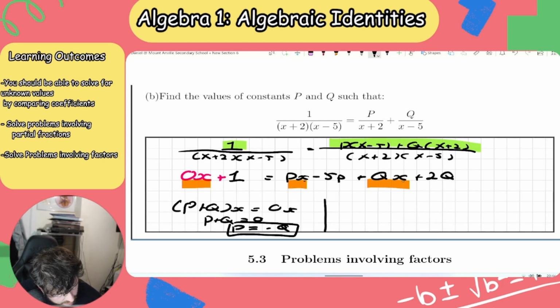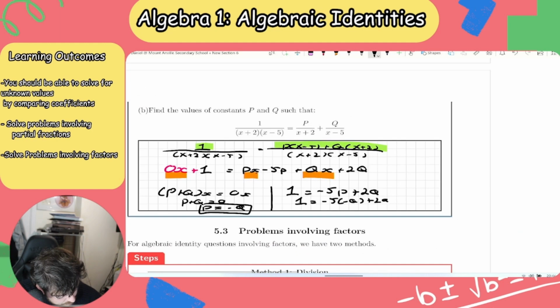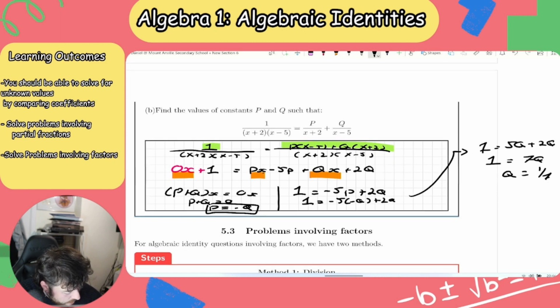Now I'm going to sub it in. Not sub it in yet. I'm going to have 1 is equal to minus 5p plus 2q. Therefore, I have 1 has to equal, p is equal to minus q, so minus 5 times minus q plus 2q. And then that is going to break down to 1 is equal to 5q plus 2q. 1 is equal to 7q. q then has to equal 1 over 7. And if q equals 1 over 7, p is equal to minus q. So therefore, p has to equal minus 1 over 7.